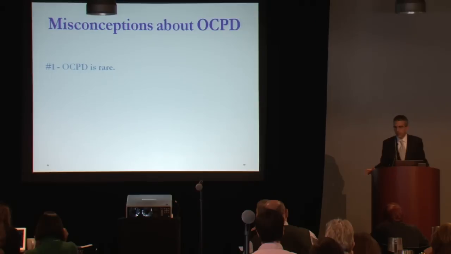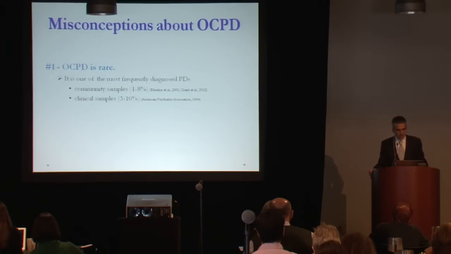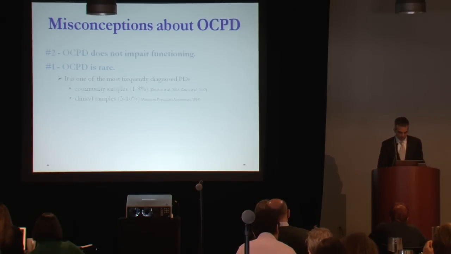Because you may not deal much with OCPD in your research or private practices, I'd like to just dispel some misconceptions I'm often asked about. People often think that OCPD is rare, but in fact, it is one of the most frequently diagnosed of personality disorders, and several studies have now shown it to be the most prevalent personality disorder in the U.S. general population. And community samples have shown ranges of 1 to 8%. Clinical samples range from 3 to 10%.